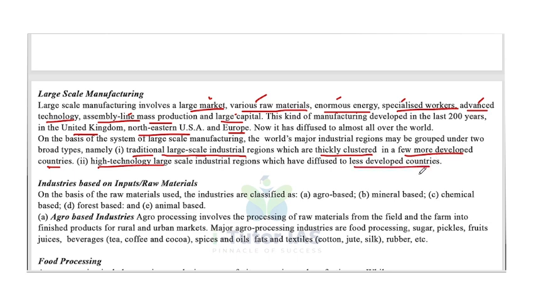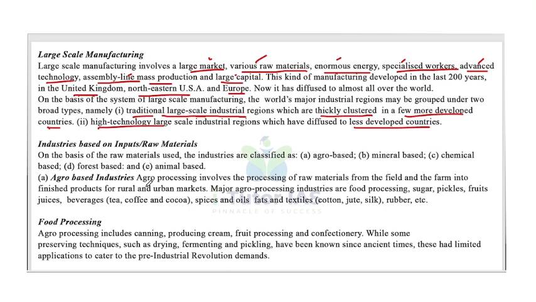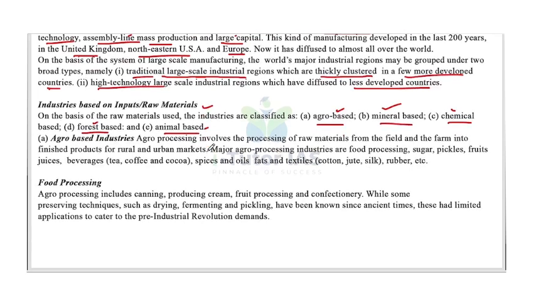Now, the second one is industries based on inputs or raw materials. On the basis of the raw materials used, industries are classified as agro-based, mineral-based, chemical-based, forest-based and animal-based. First one is agro-based industries.